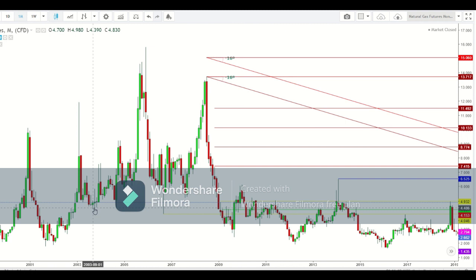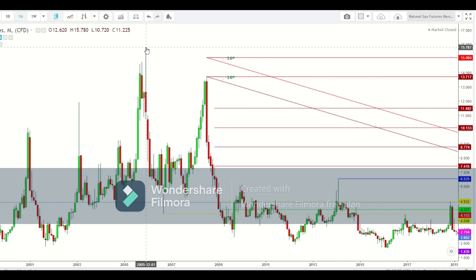Friends, here I find that the level of 4.4 seems to be a long-term support for natural gas futures. In case of a sharp fall, it provides strong buying support to natural gas futures, and this level turns into a strong resistance whenever the natural gas futures find a breakdown below this immediate support.